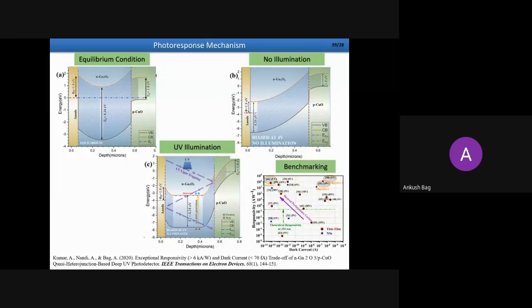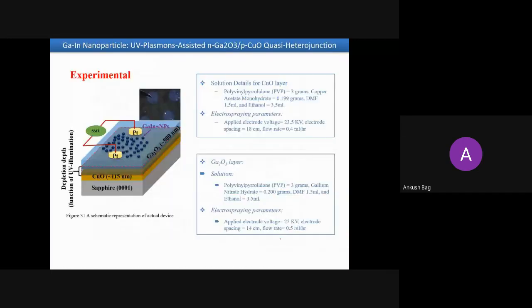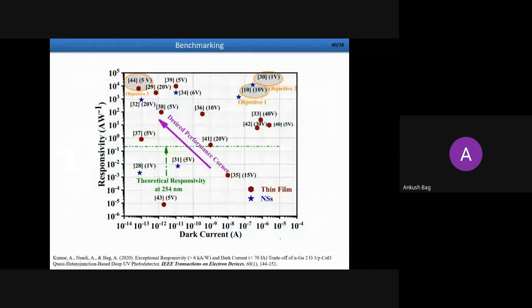Now see this particular device, I have taken this chart from my student's thesis, this reference 44. So here we have this performance. We could reduce the dark current while keeping the responsivity high. That means we could get more towards the corner, our desired performance. So this is the benchmarking of this result, and again the same chart.